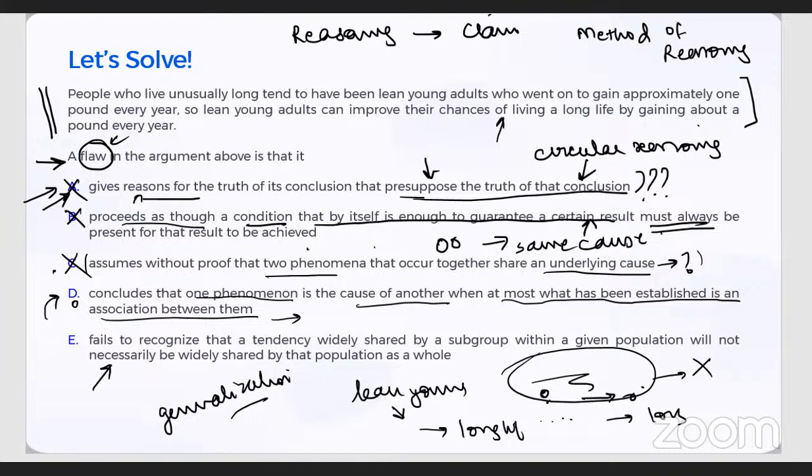What's happening is tendency widely shared by a subgroup within a given population will not necessarily be widely shared by that population as a whole. Nothing of that sort is happening. He is only talking about one subgroup. He is not talking about the population as a whole. This is not even happening. You cannot categorize this as a flaw. Your answer here is option D.